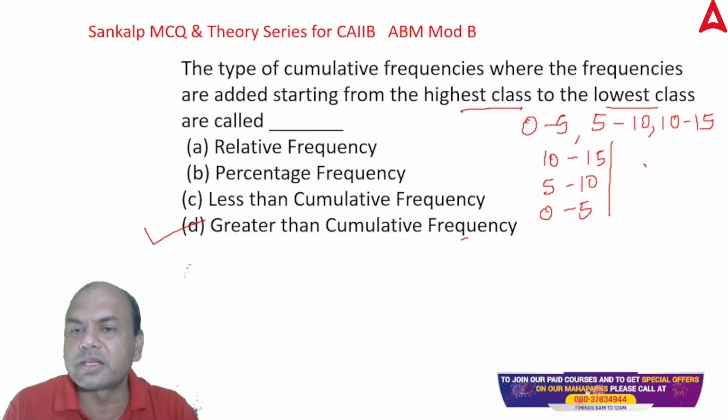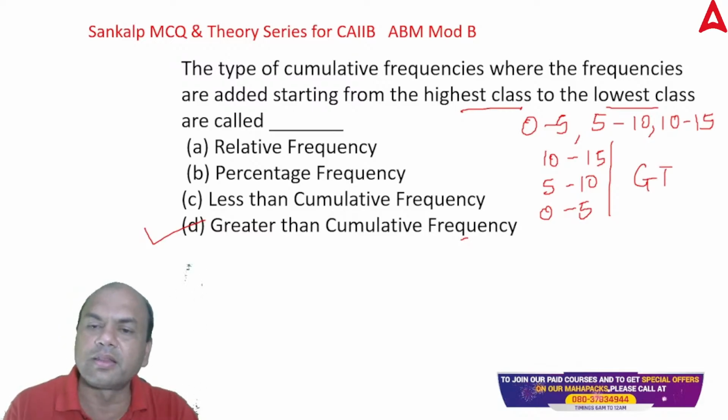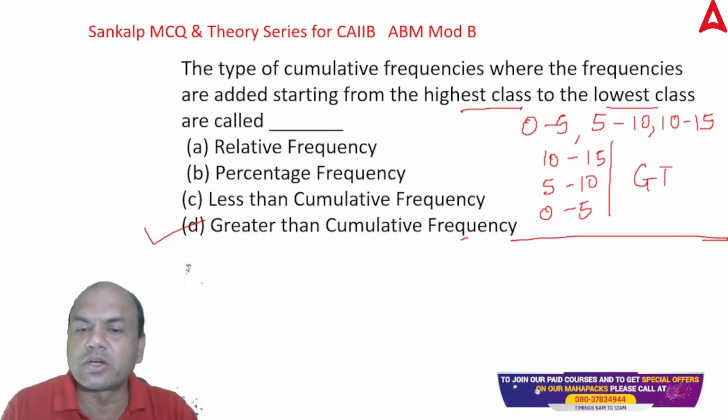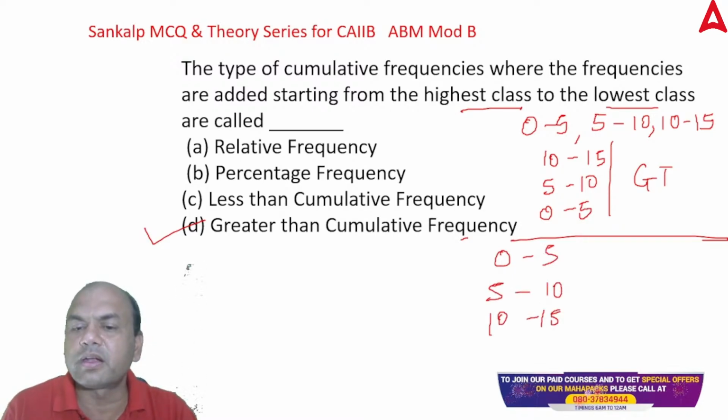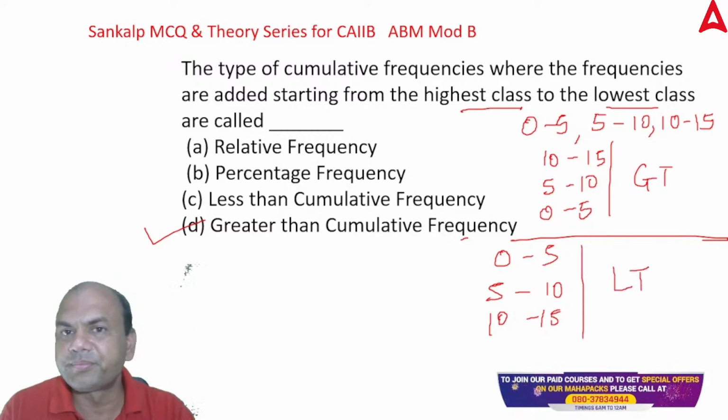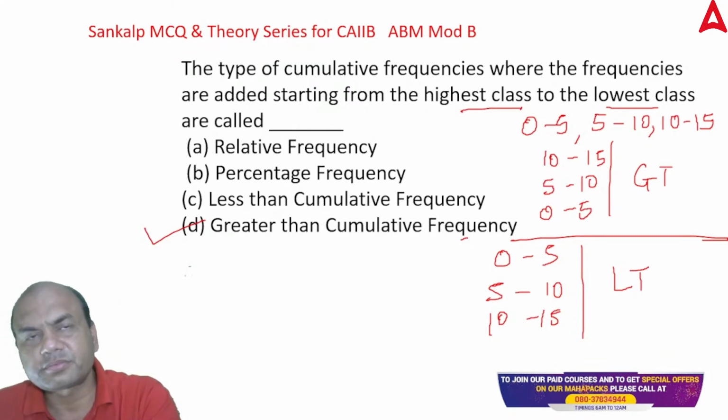I'll write it over here. GT, I'll just write it. Okay, greater than. And if I arrange it like this, 0 to 5, 5 to 10, 10 to 15, then what do I get? I get less than, LT. Okay, this is less than. Got it clear?